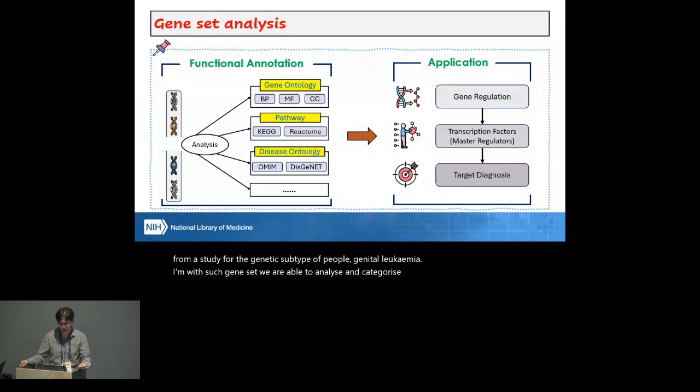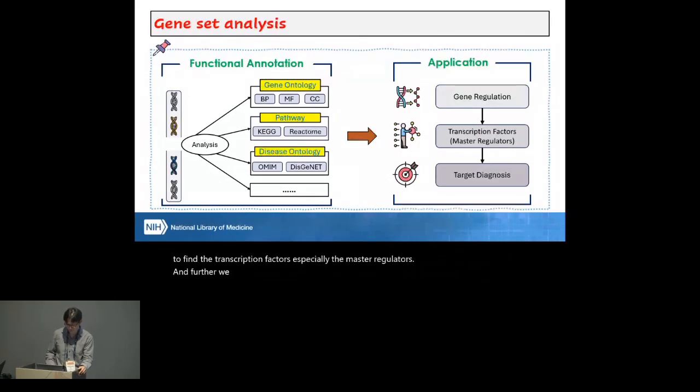With such a gene set, we are able to analyze and categorize genes based on their functions, pathways, or ontology. And with those function annotations, we can apply them to the following applications, like recognizing the regulation between genes, and also finding the transcription factors, especially the master regulators. And further, we can target therapy for disease diagnosis.